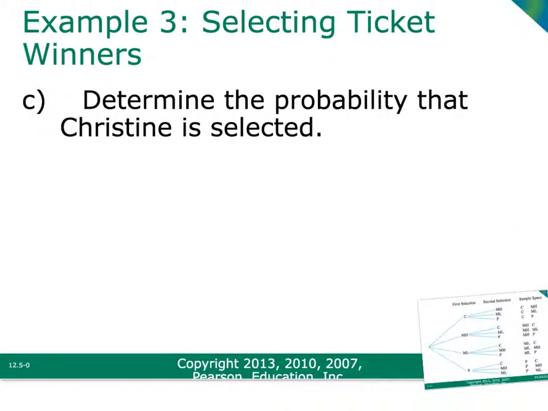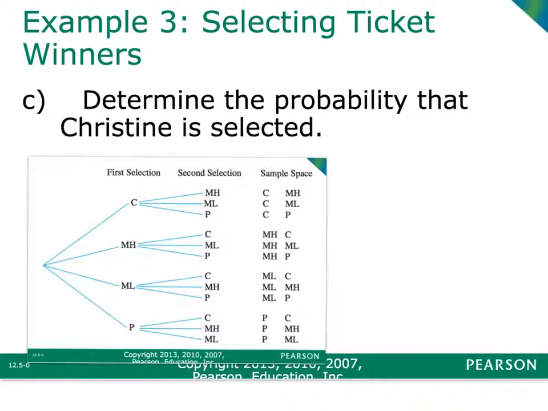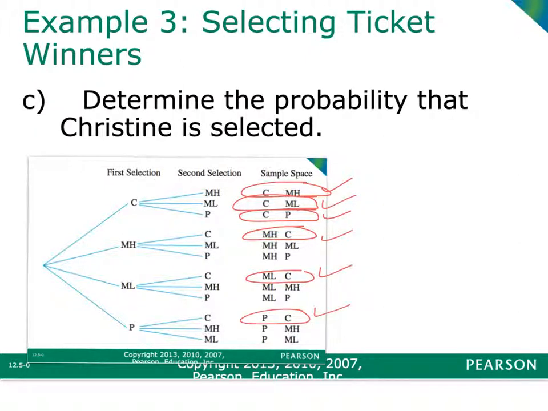Question C. Determine the probability that Christine is selected. So again, let's just look at our sample space and let's find all the ways that Christine is the winner. So Christine first, Mike L second, Christine first, Mike H second, Christine first, Phyllis second. So there's 3. You could do Mike H and Christine. You could do Mike L and Christine. And you could do Phyllis and Christine. So there are 6 different ways for Christine to win out of 12 possible ways total. So Christine has a 50% chance of winning. Not bad.